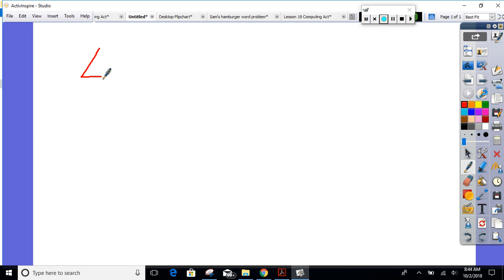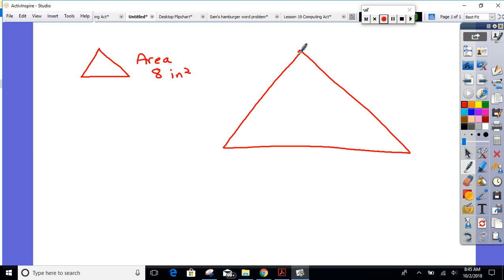I'm going to draw a triangle. And I'm going to say that the area of this triangle is, let's say it's 8 square inches. And then I'm going to make a new triangle. And I'm going to say that my scale factor is, well, let's say 4. My scale factor is 4. What would the area of the new triangle be? I'll give you a second so you can all think about this.